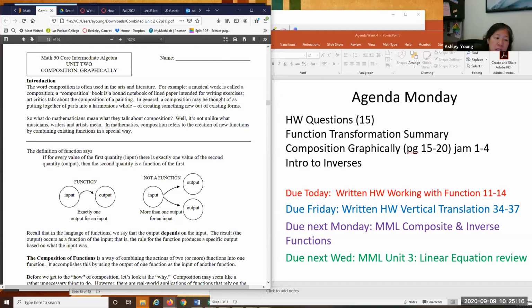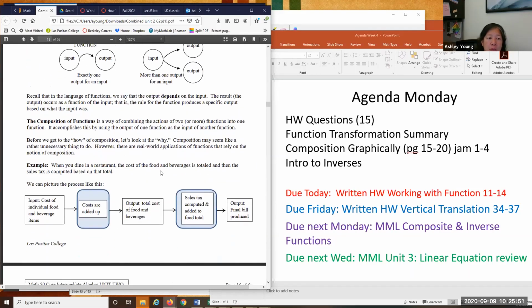So the definition of function says that for every value of the first quantity, in other words, for every value of your input, there's exactly one value of the output. Remember, just reminding you about functions in general: if I put something into a function, I know I'm only going to get one possible answer. I'm not going to get two possible answers. I throw in an X, there's only one possible Y I can get. I don't know what it is, but I know that there's only one of them.